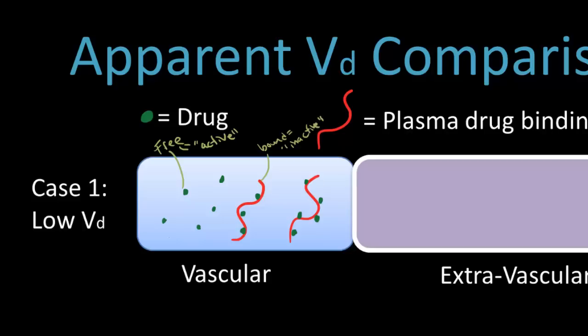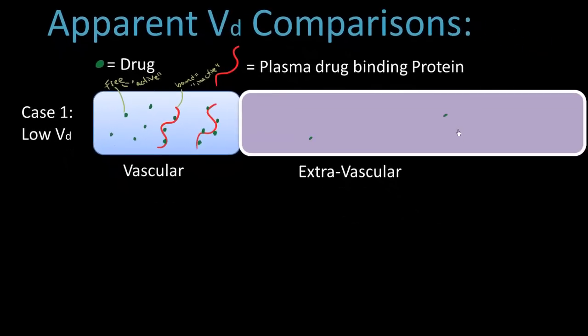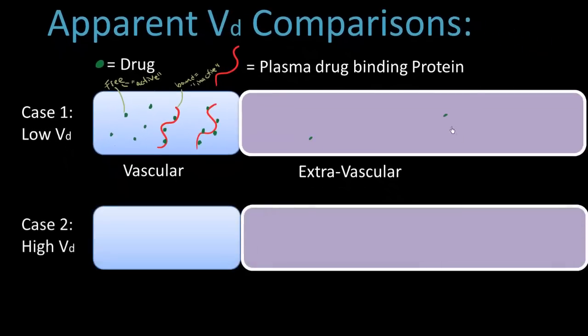Just a word to the wise. So low VD, most of that drug's in the vascular space, and here we'll draw just one or two drug molecules in the extravascular space. Alright, so really quick now, you tell me, if I have a high volume of distribution, where's that drug going to be? Good. It's going to be in the extravascular space.